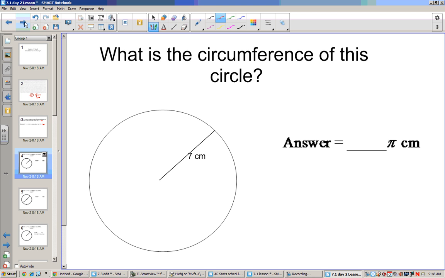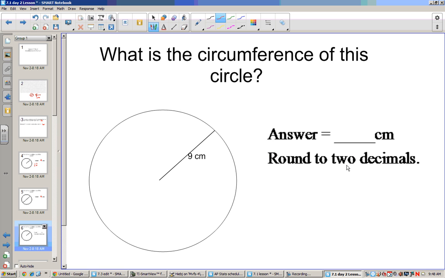So if we want to find some circumferences, this first one, our radius is 7. So our diameter is going to be 14. So our circumference is going to be 14 pi centimeters. Nice and easy. This one's even easier. We're given a diameter, so our circumference is 12 times pi centimeters.